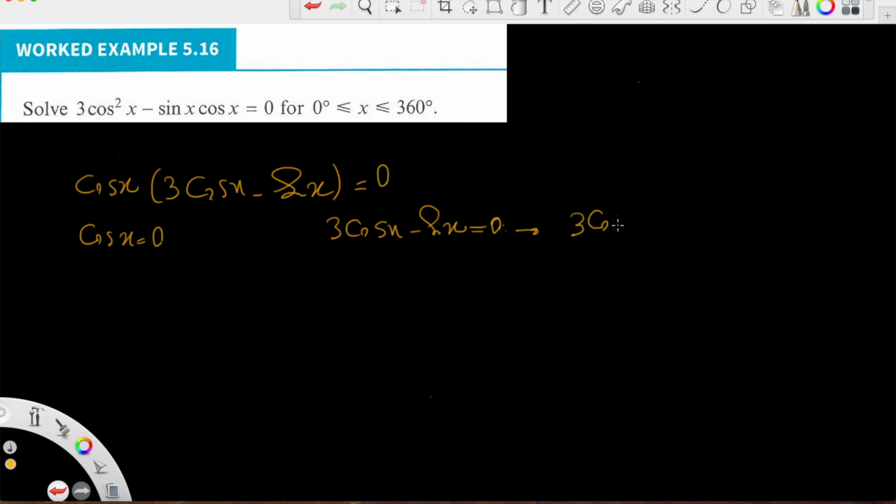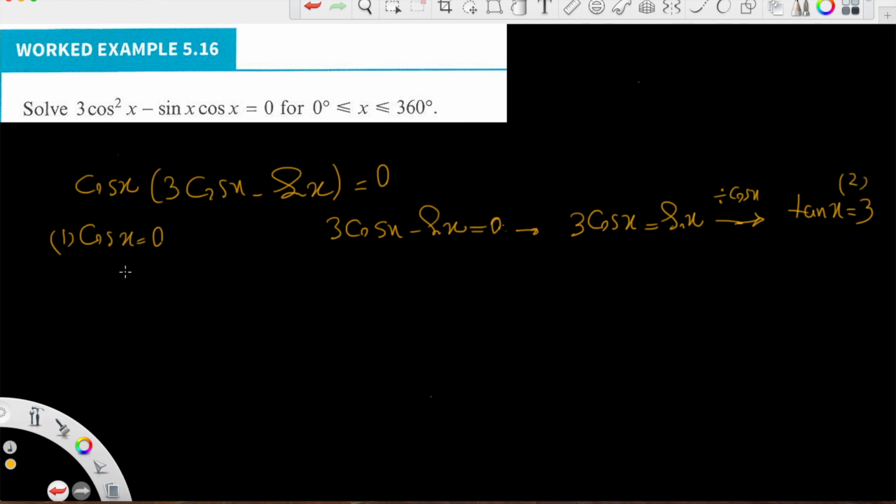So 3 cosine of x is equal to sine of x. Divide both sides by cosine of x, so cosine and cosine cancel out, and it will become tan. So you will have the equation tan of x is equal to 3. So it is the first equation and it is the second equation.